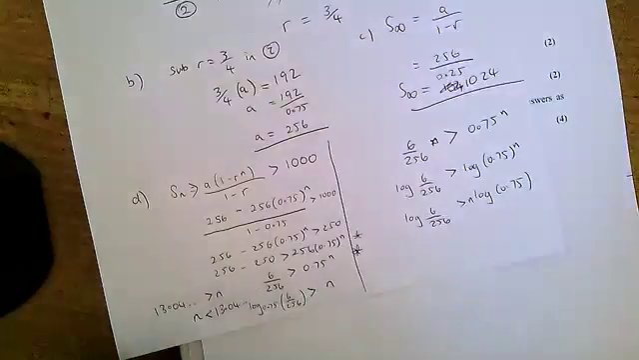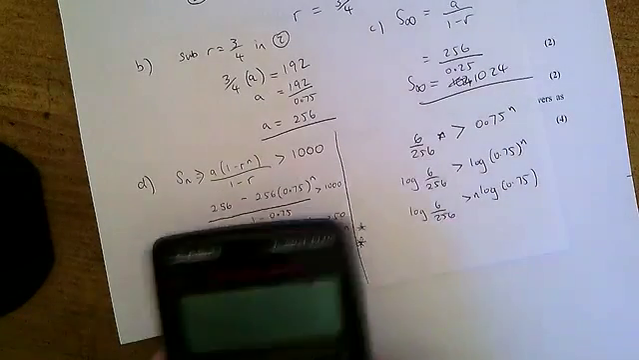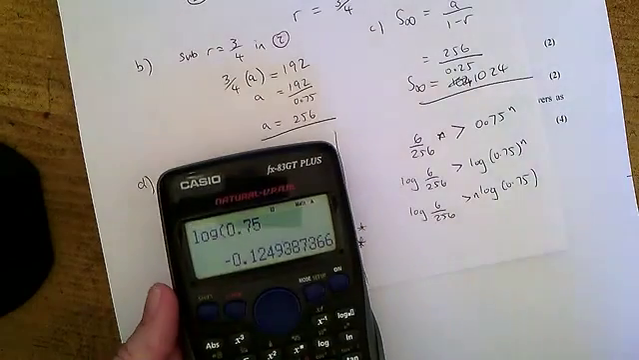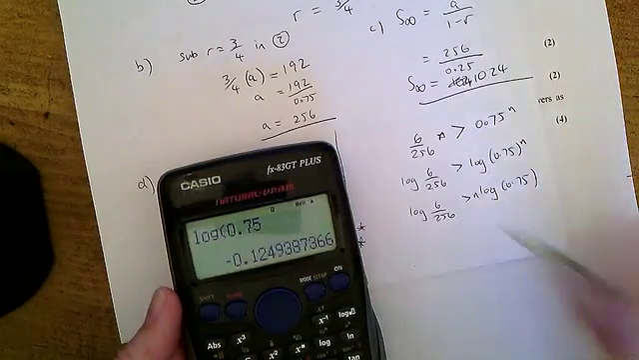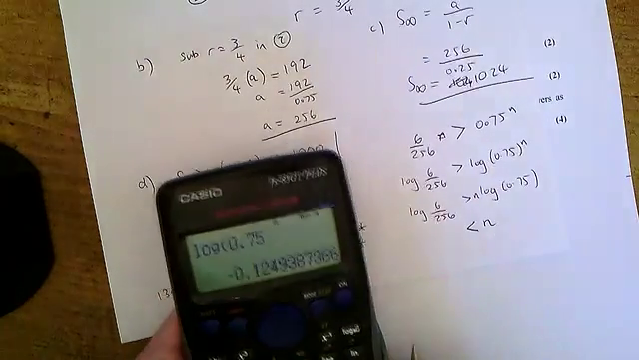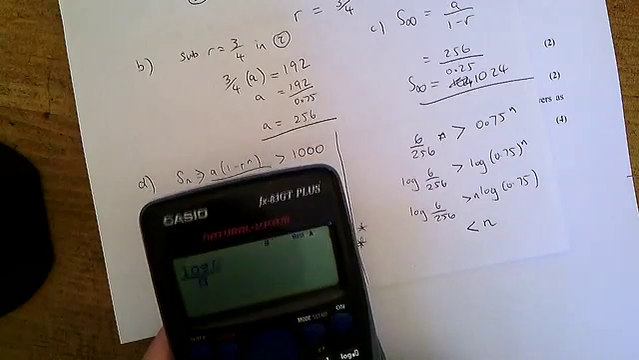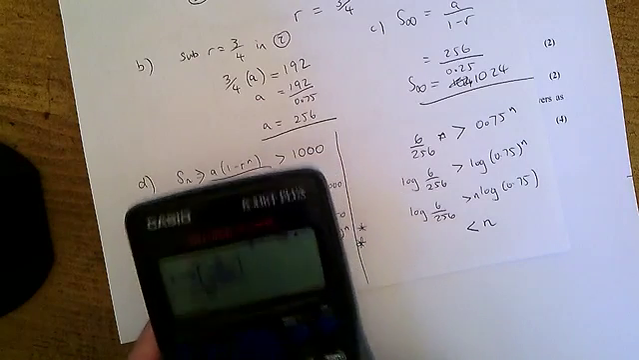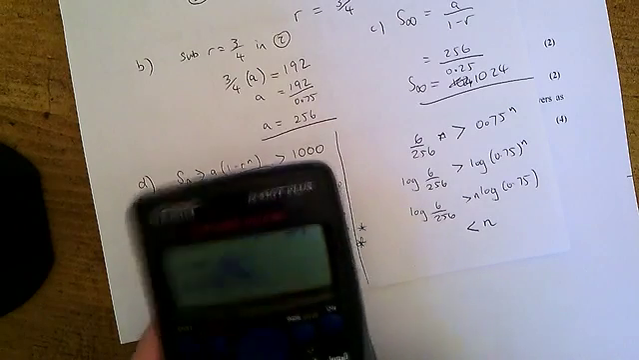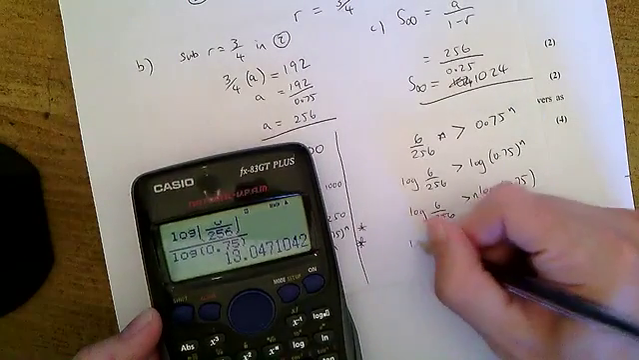Now, when I divide by negatives, what happens is I flip the inequality, and if I do log of 0.75, I get a negative answer. So when I take that over, I'm actually dividing by a negative number. So if I'm dividing by a negative, it must switch the inequality. So I'm going to say log of 6 over 256 divided by log of 0.75 comes to exactly the same answer as I had before. So like I said, we didn't do anything majorly wrong before.